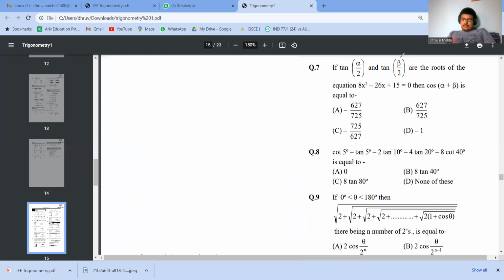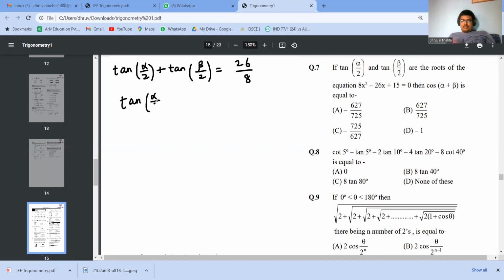So Arush, it will not be alpha plus beta, right? It will be tan of alpha by 2 plus tan of beta by 2. So sum of roots is minus b by a, so that's minus 26 by 8, and product of roots, tan of alpha by 2 into tan of beta by 2, is going to be 15 by 8. So how do we use this now for this cos of alpha plus beta?